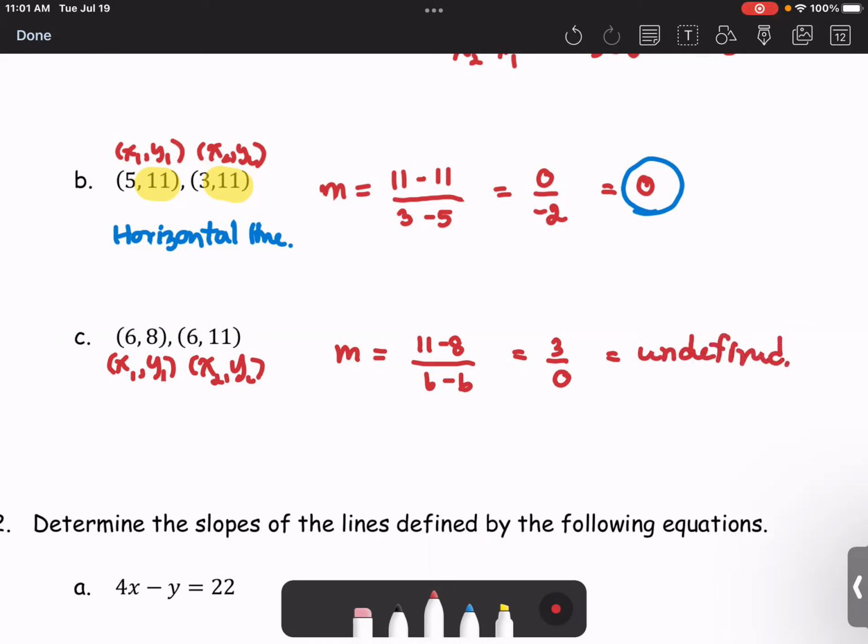If the slope is undefined, as we notice, this is going to be a vertical line, or the ordered pairs where you see the first coordinates are the same. That means x has no change. Put the note here: this is a vertical line. And for a vertical line, the slope is undefined.